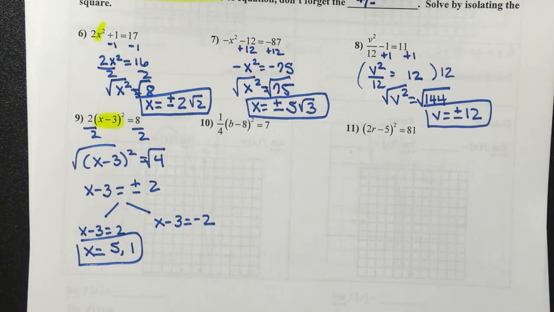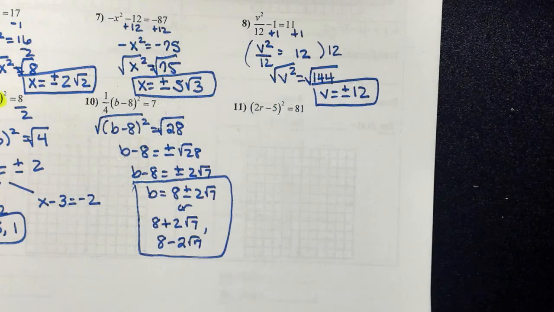You guys go ahead and try number 10 on your own. What are you going to do to get rid of that 1/4? You're going to multiply by 4. So you guys go ahead and try. So this should be the answer that you come up with. Again, you have a radical left in your answer. It is okay to write it as 8 plus or minus 2 square root 7, but if you wrote it as 8 plus 2 square root 7 and 8 minus 2 square root 7, I'm absolutely okay with that. So either way you write the answer is fine. All right, like I said, you must break it out into 2 separate equations if the radical goes away. Any questions on number 10?